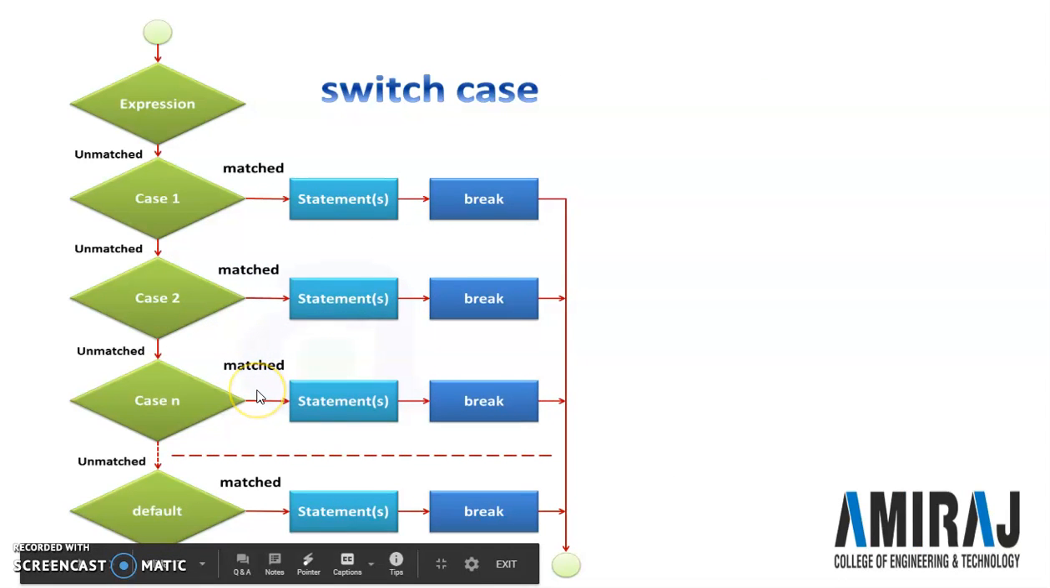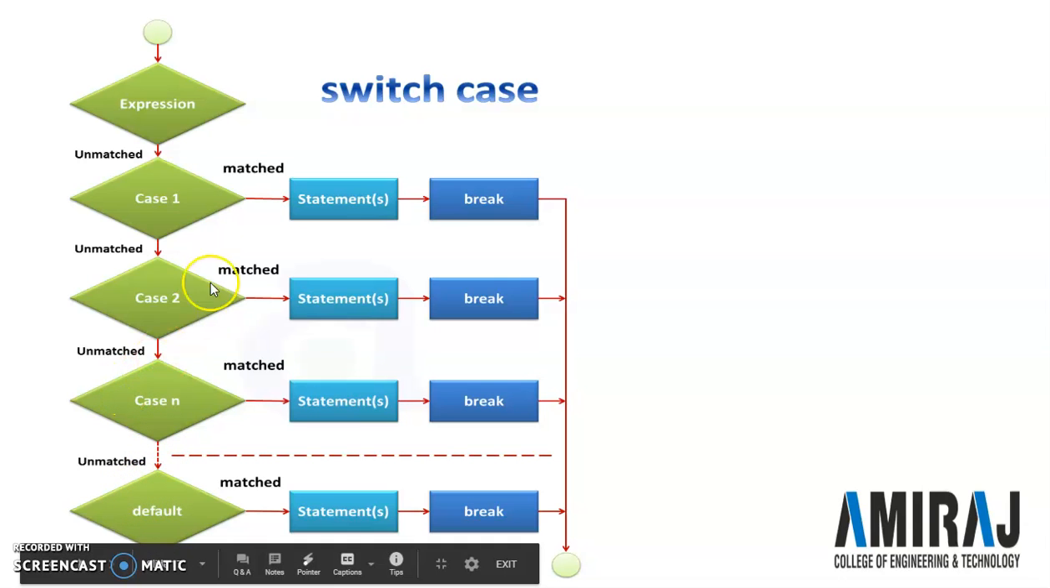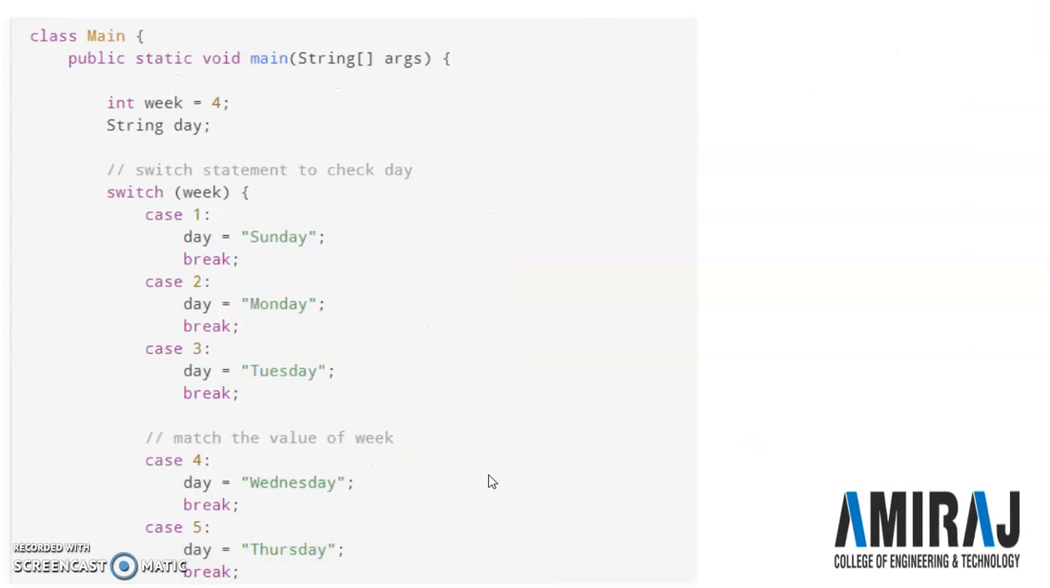This is the flow chart of your switch case. It checks our expression. From the expression it checks case 1. If matched, then it executes the statement of case 1, similar with case 2 up to case n. And if all of the above cases are not matched with the expression, then by default it runs the default case.